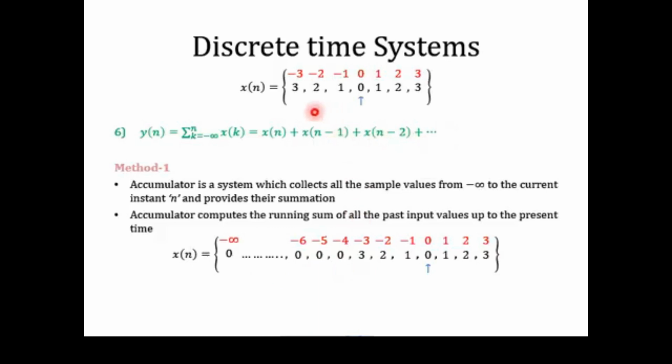So this is our x of n, which is the bounded signal defined from minus 3 to plus 3. So before minus 3 index up to minus infinity index you will find all zeros. Now let's start computing the output or the values of y of n. To calculate the output corresponding to minus 3 index, we have to add the sample values of x of n from minus infinity to the minus 3 index. So when we add 3 with all these zeros, the answer will be simply 3 for minus 3 index.